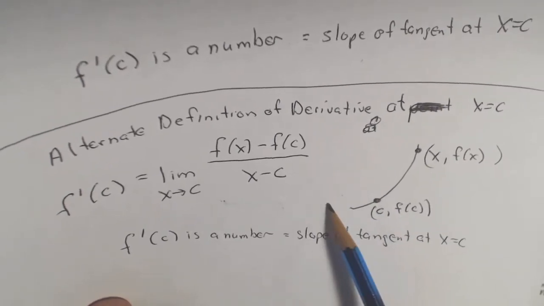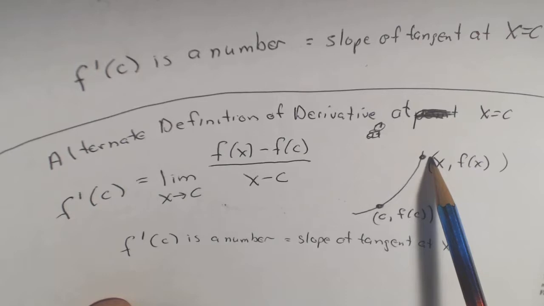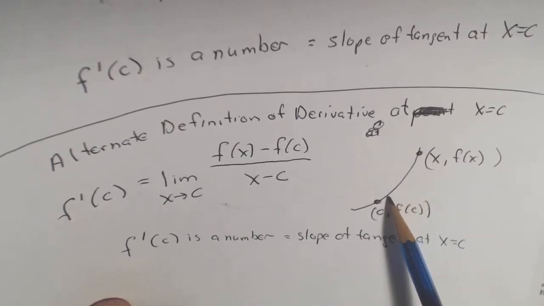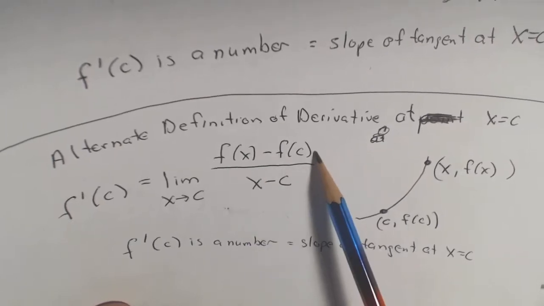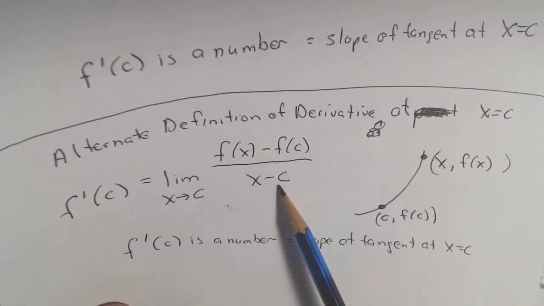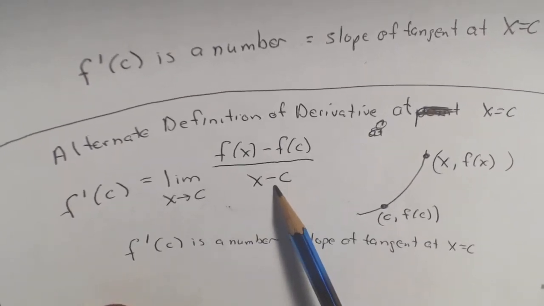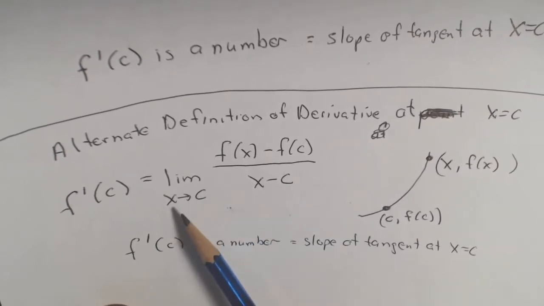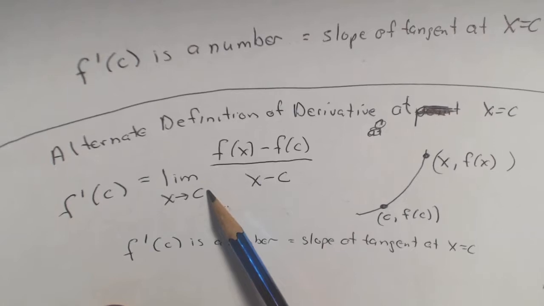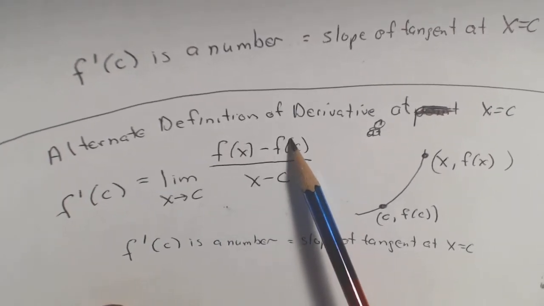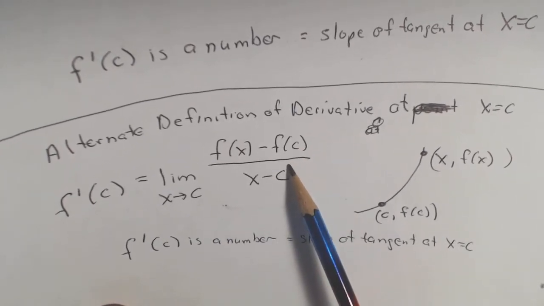And what we're going to do to find the slope at c is we're going to let this x slide down the curve, so it's the limit as x approaches c of f of x minus f of c over x minus c. To me, this is an easy definition to remember. Notice that you've always got x first, c second, so it's the limit x goes to c. It's f of x minus f of c, and it's x minus c.